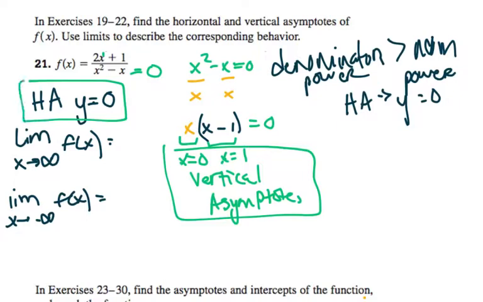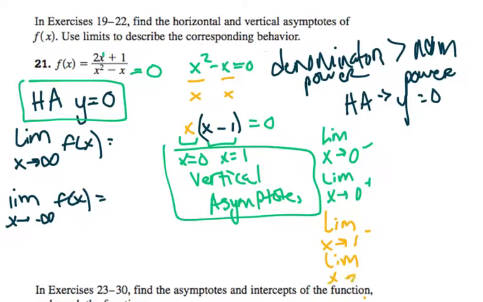And so that means that we're going to have to talk about each of these limits. So the limit as x goes to 0 from the left, the limit as x goes to 0 from the right, and then also the limit as x goes to 1 from the left, and the limit as x goes to 1 from the right of the function.